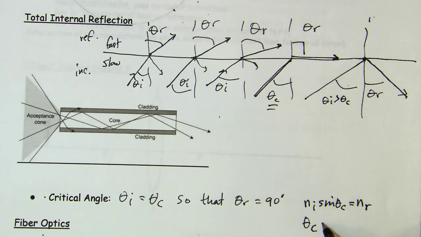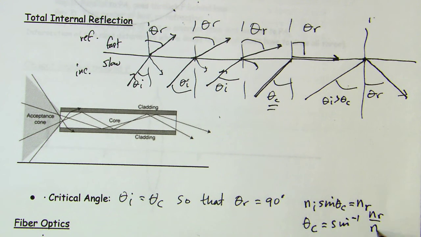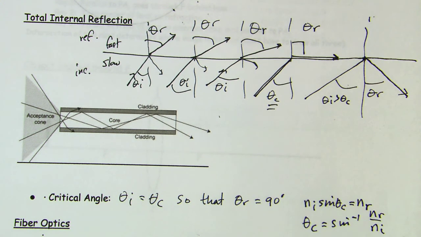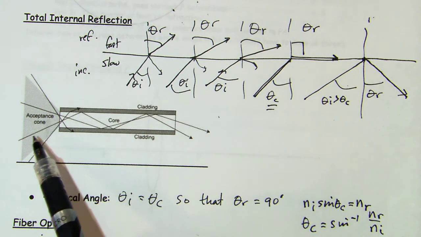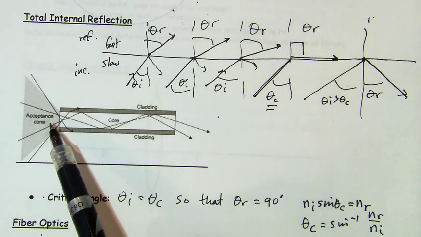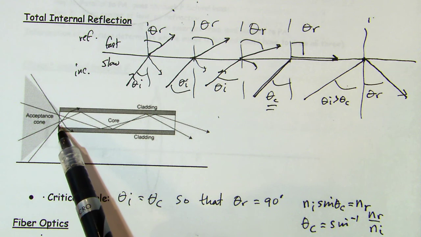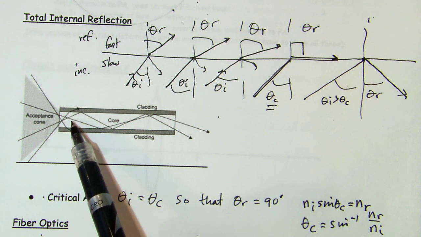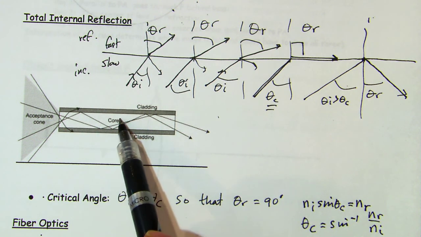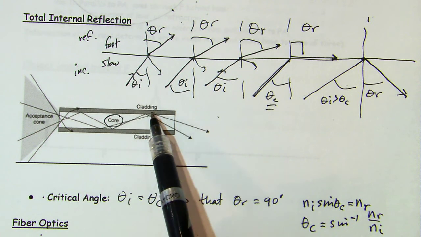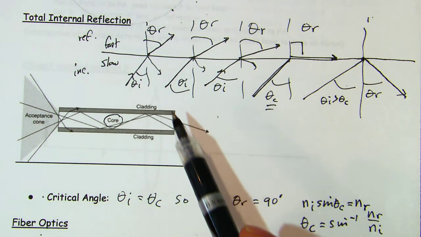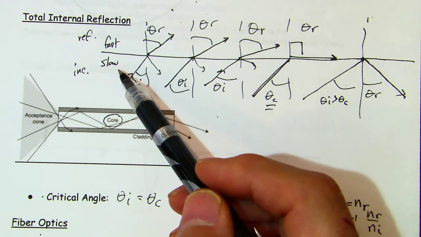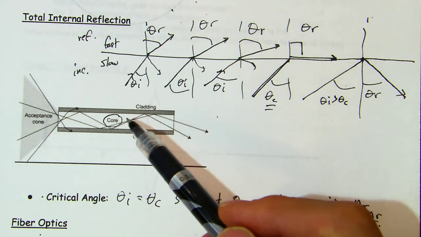So the critical angle is simply the arc sine of nr over ni. Beautiful. Okay, fiber optics are the biggest application. You introduce light here, and you introduce it at an angle such that it exceeds the critical angle, and this is the so-called core. Then you have a cladding on the outside which has an index of refraction less than the inside, the core, because this has to be from slow to fast.